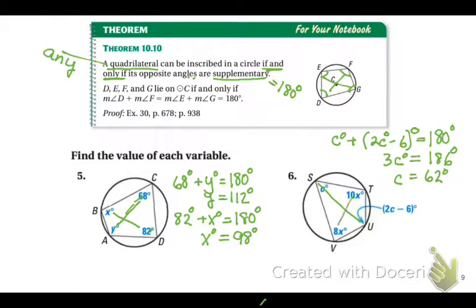Now let's look at these two. So 10x plus 8x is going to equal 180 degrees. 18x equals 180 degrees. X equals 10 degrees. We divided both sides by 18. So here we have our x and our c, and here over on the left side we have our x and our y.